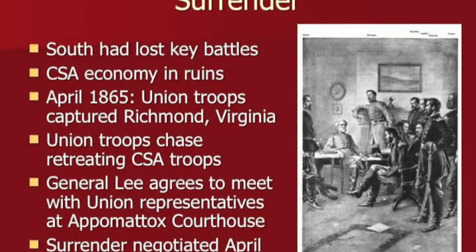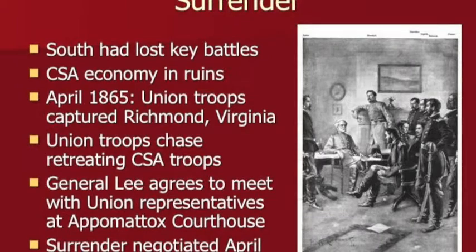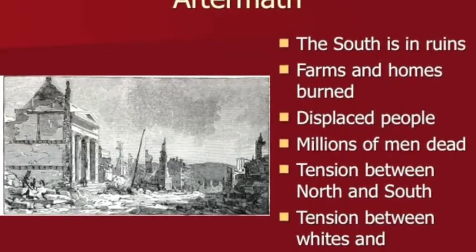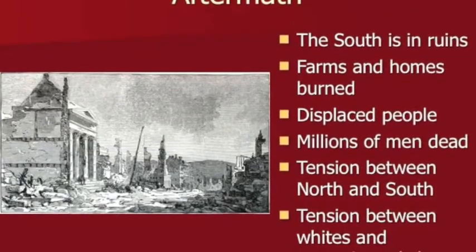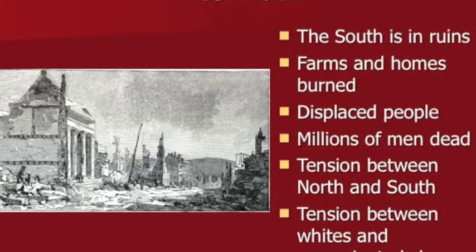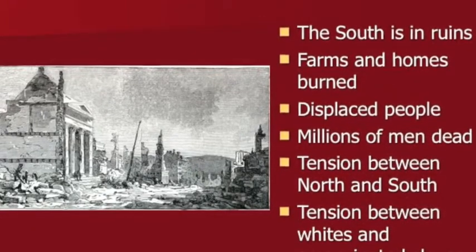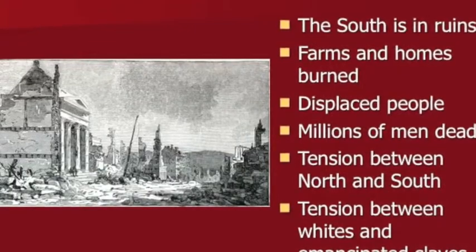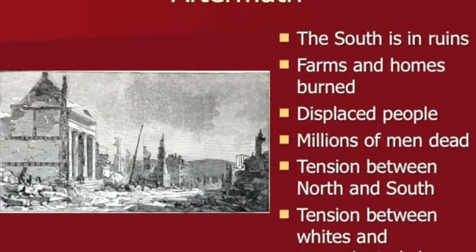Now they have to figure out what they're going to do with a South that is largely in ruins, with a nation that has grown quite a bit of animosity towards each other. Farms and homes are ruined. A lot of people are displaced, both the slave population and the white population. Tons of men are dead, young men who would have been head of household. It's going to be tough.